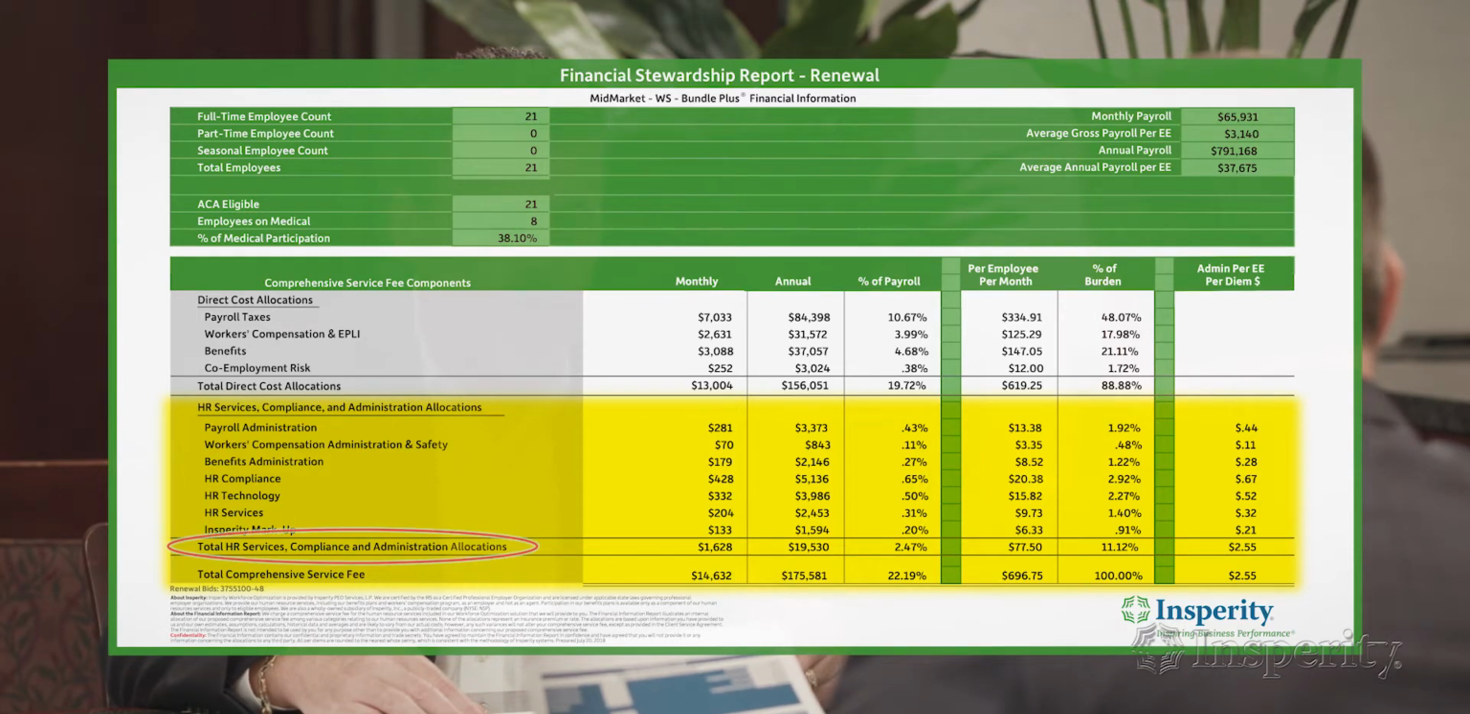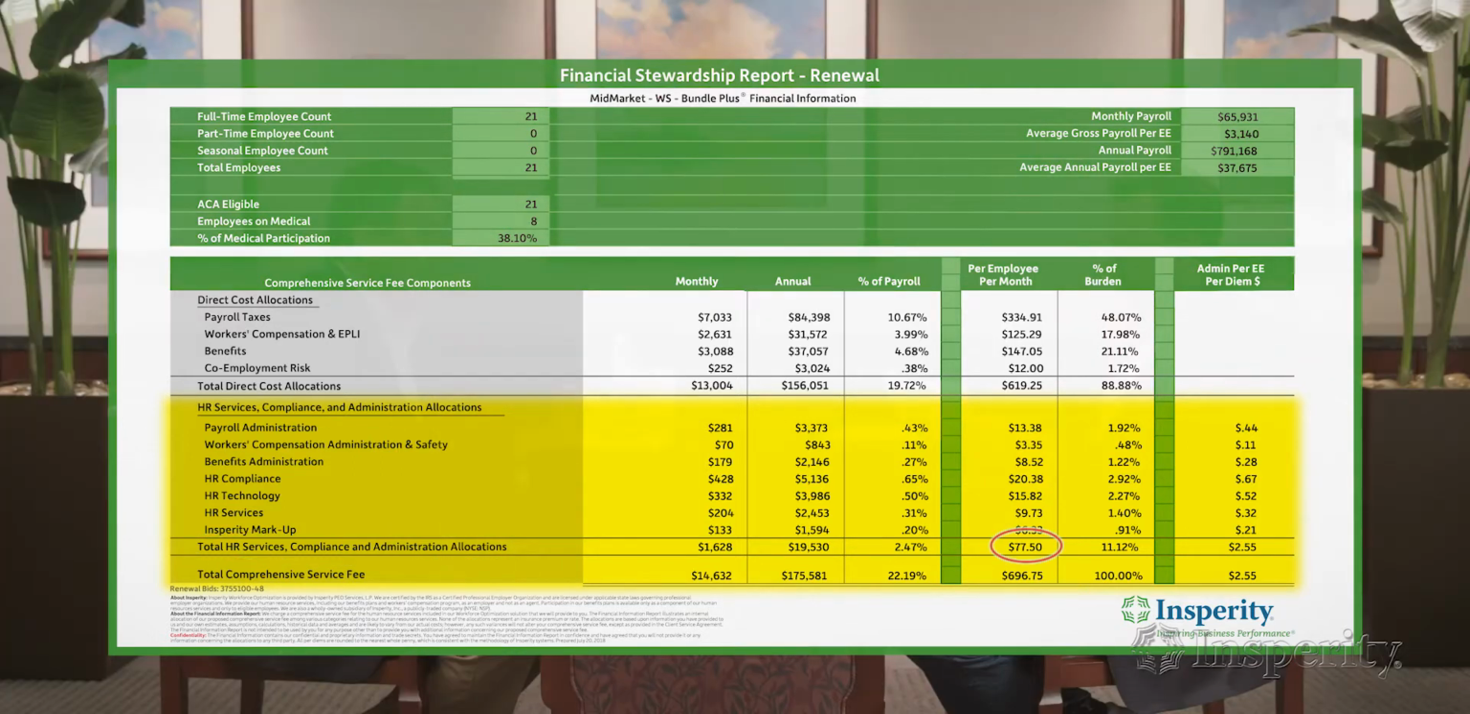Okay. So if you look at the total HR services line item there, you see a number, $77.50. That is your estimated monthly admin fee on a per person per month basis. Everyone generally will show you an admin number, whether it's $100, $150, $75, whatever. Everyone can show you that number. So what we do differently is we show you where we're spending your $77.50 a month. So this is very unique to our industry.